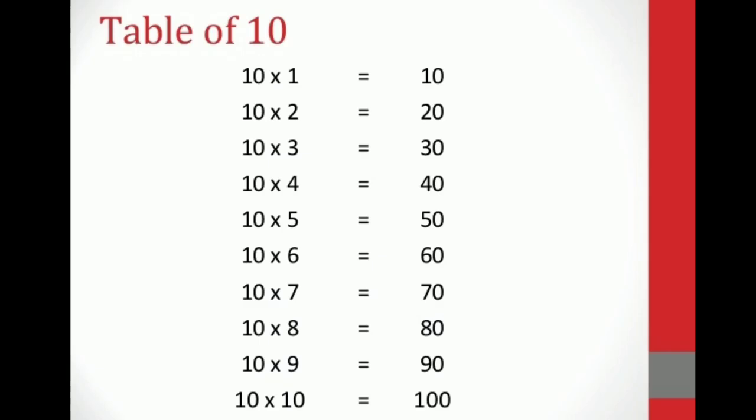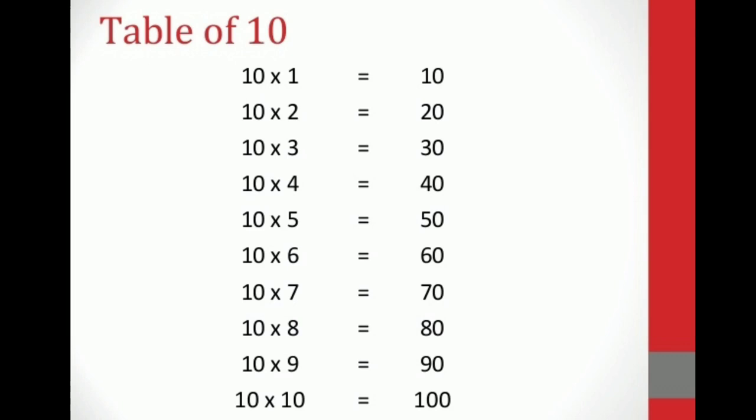The next table was the table of 10. So 10 ones are 10, 10 twos are 20, 10 threes are 30, 10 fours are 40, 10 fives are 50, 10 sixes are 60, 10 sevens are 70, 10 eights are 80, 10 nines are 90, and 10 tens are 100.